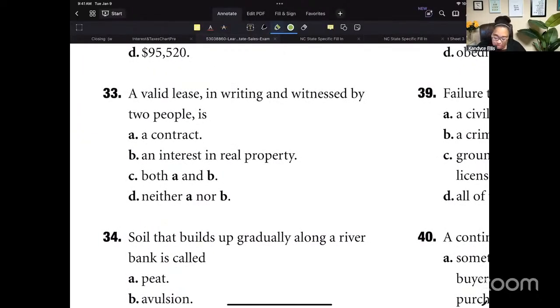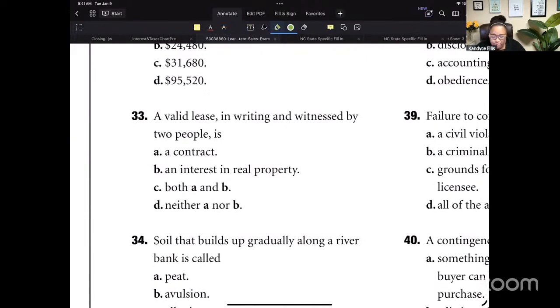This is interesting. I've not really seen one like 33 before, but hey, this is what happens when I do things I've never seen with y'all before.